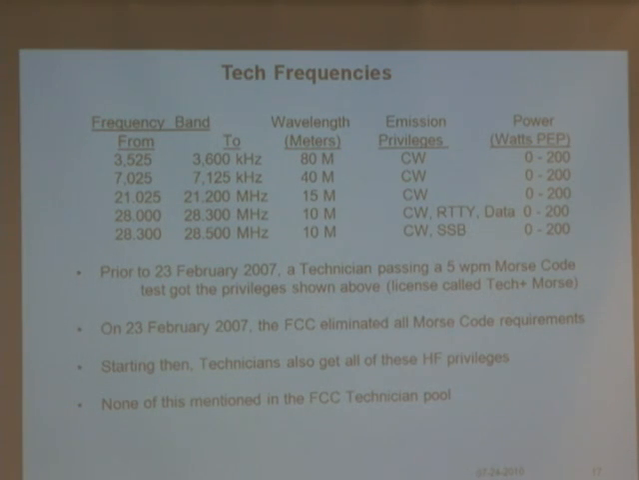Okay? Now, you can do this with your class license. There's no questions about this, okay? So prior to February 2007, there was a thing called Morse plus 5, or Technician plus Morse. But in 2007, the FCC eliminated all the Morse code requirements. There's no more requirements to pass Morse code for any level. So starting then, technicians get these privileges as part of your test, but it's never mentioned in the pool. You'll never ever see it in this pool for some crazy reason. Okay? But there's nothing here to memorize. Okay? Remember that.